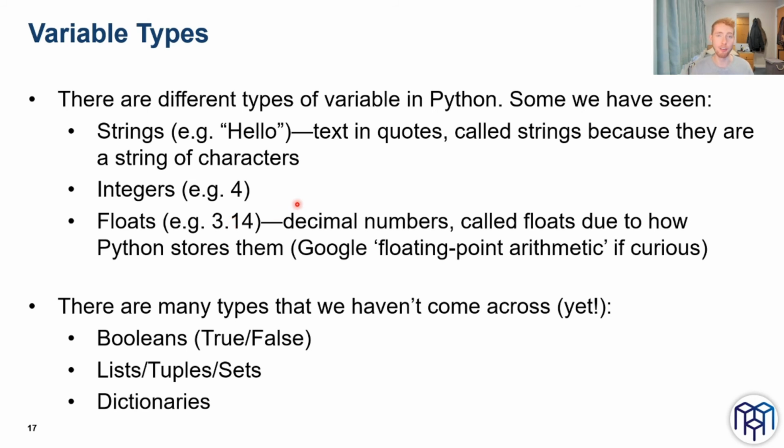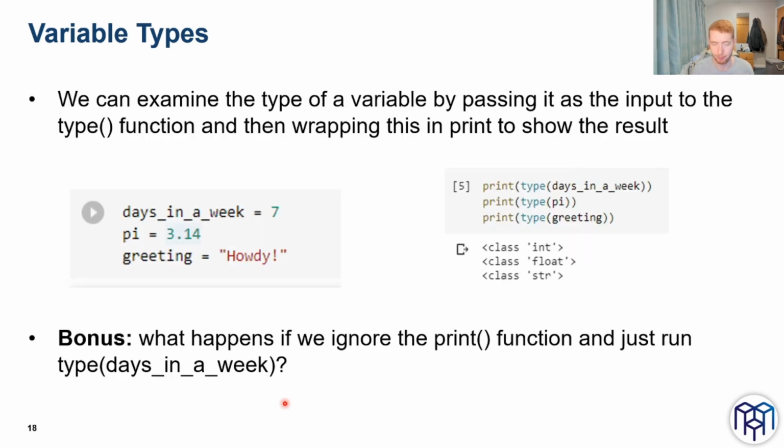But we're not going to get into it in this course. And so there are many other types that we'll come across later in the course. These things called Booleans, they represent true and false, so logical values. And these kind of compound data types. So these are data types that can store other data types, but we'll get to them in future sessions.